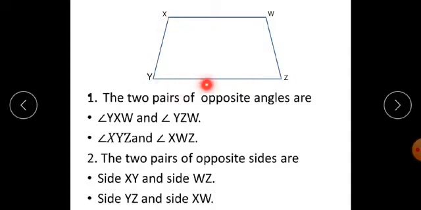Third answer: the 4 pairs of adjacent sides are seg XY and seg YZ. Second pair, seg YZ and seg ZW. Third pair, seg ZW and seg WX. And the last pair is seg WX and seg XY.